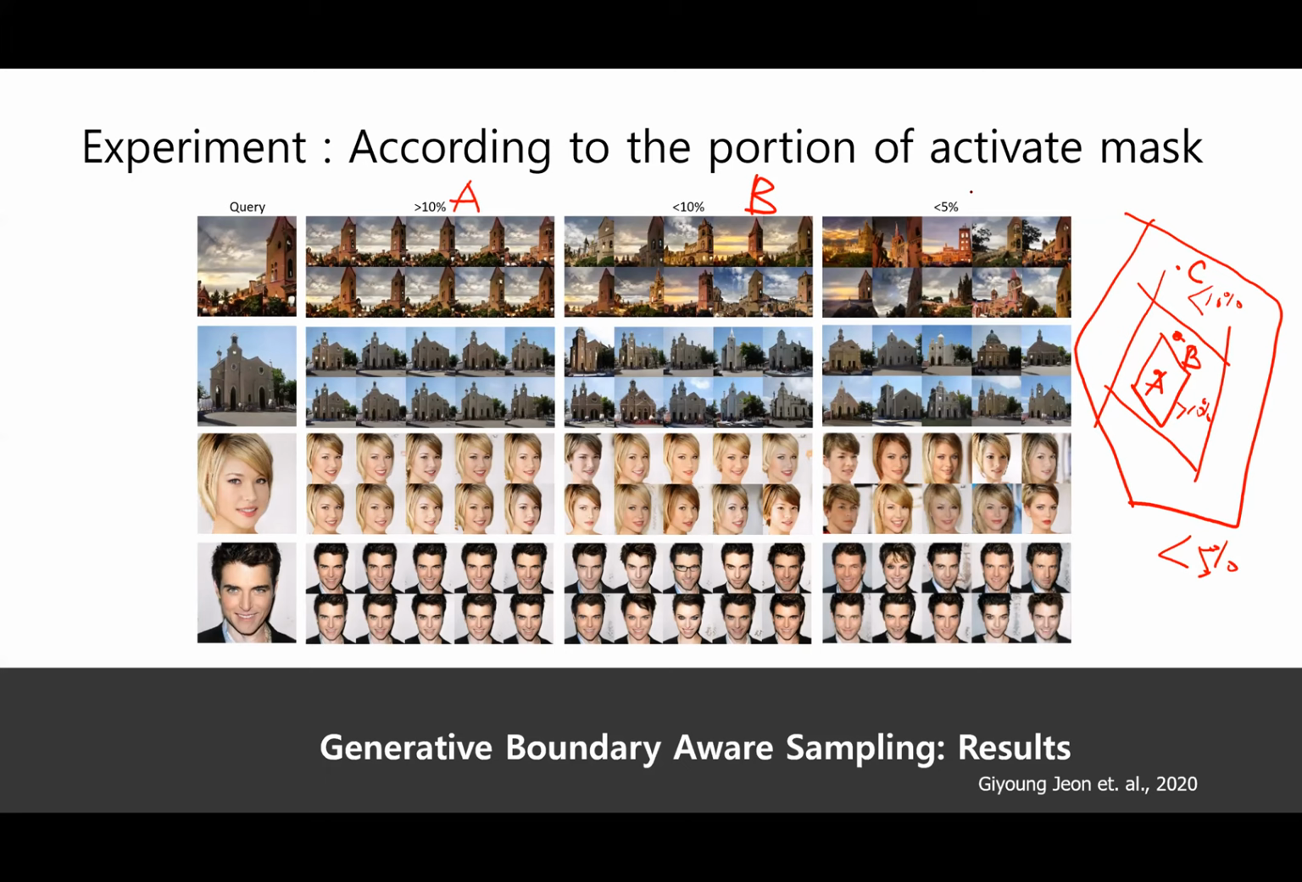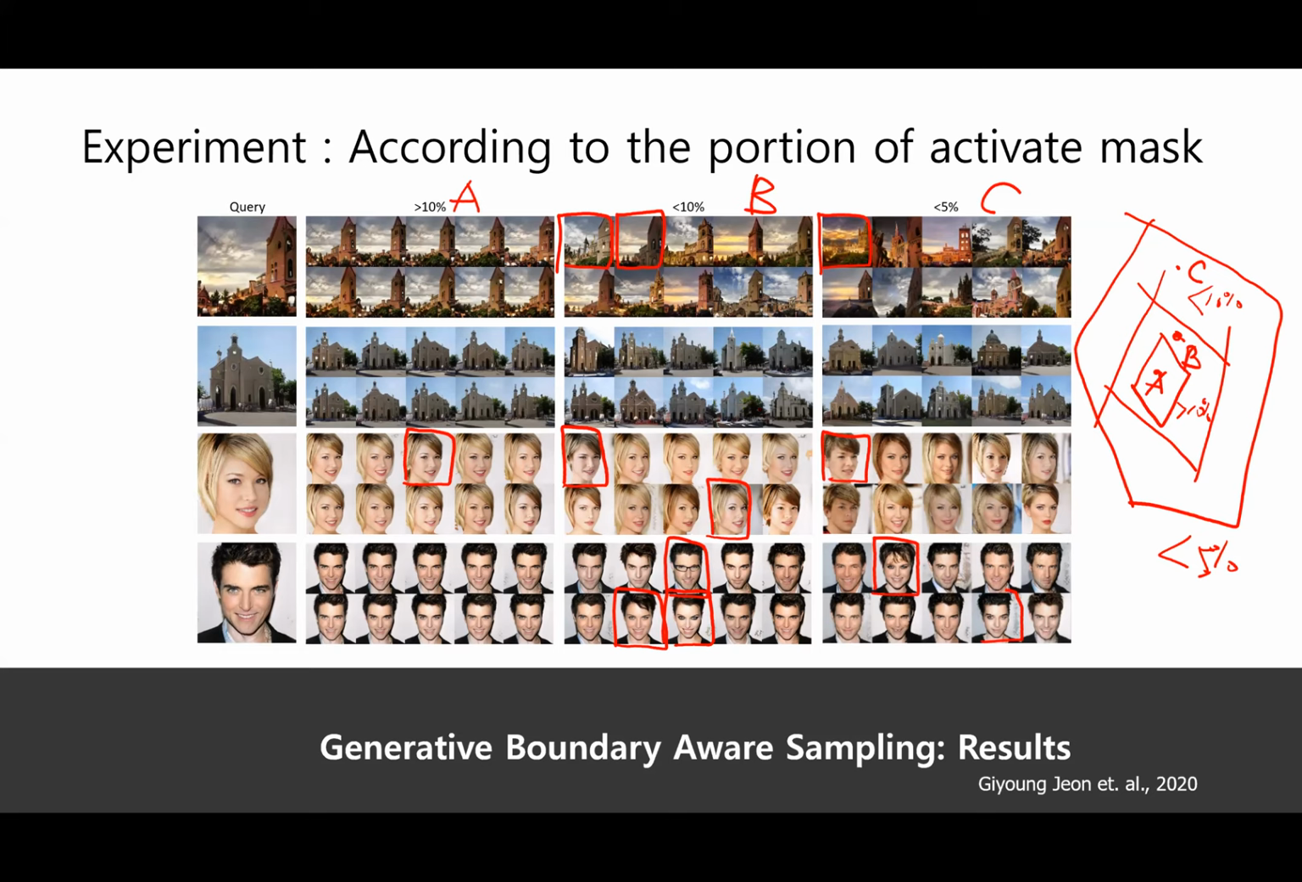Of course, B includes A, and C includes A and B. So we can see that if we have more generative region, then the original image is maintained more, though of course there is some variation. If you use less than 10%, the image is generated a little bit differently. You can see that the gender will be changed, darker, a different shape. And if you use less, then the image changes more. So we can see which images are closer to the original image than before, from this to this.